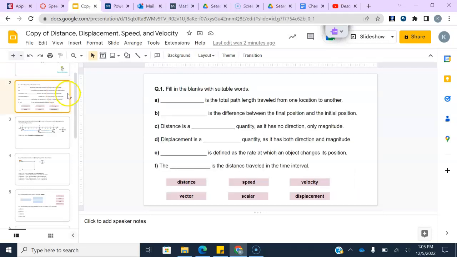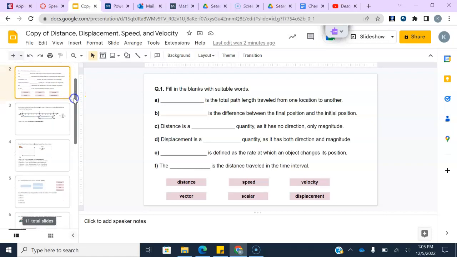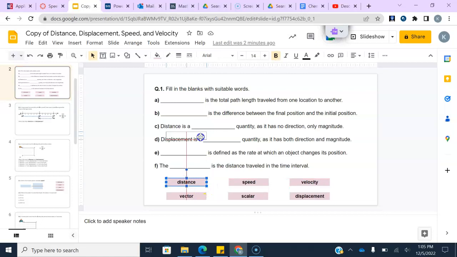So this first slide, you are just filling in the blanks. So these are just definitions. You can find all of these in your notes. It's pretty straightforward. So like for A, blank is the total path length traveled from one location to another. That would be distance. So you would just grab it and then drag and drop it. Okay, so just like that.